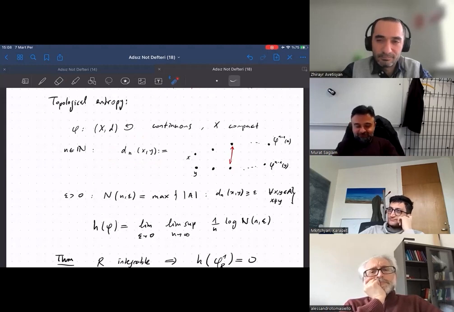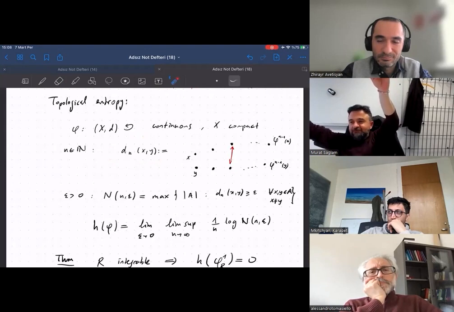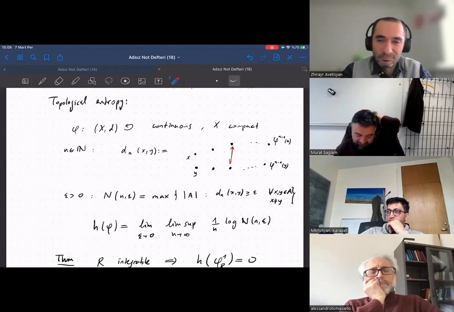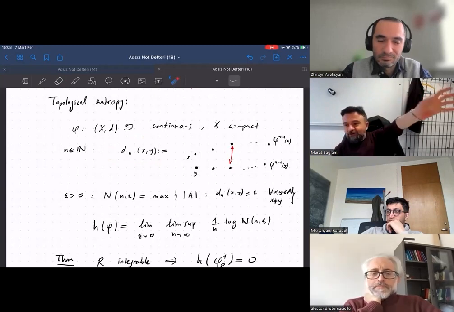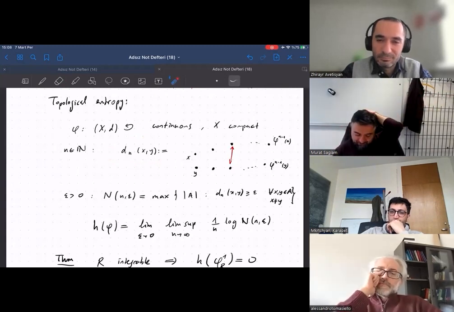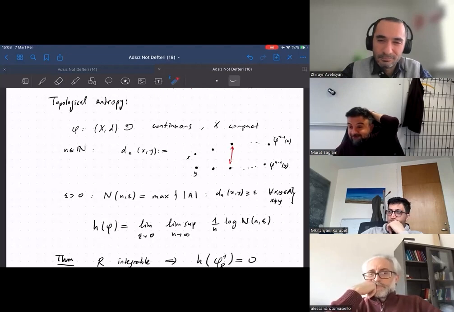So now you're defining, for each integer n, so there's a number of iterates, the distance between 2 points as follows. You just iterate these 2 points n times, and then you look at the maximal distance between the corresponding iterates. And now this is your new distance between any 2 points. And then you take some epsilon positive, and you look at the maximal number of points that would be epsilon separated with respect to this distance.